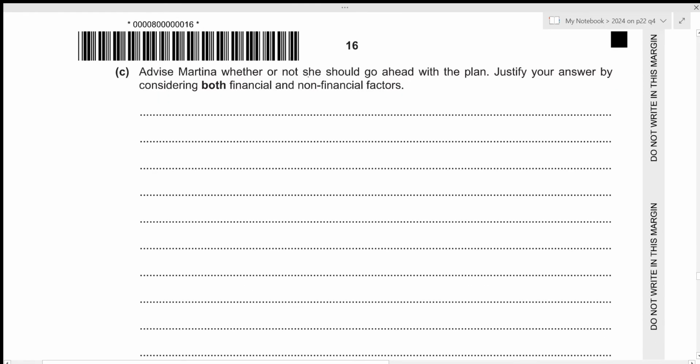We need to advise Martina whether or not she should go ahead with the plan. We need to justify our answer by considering both the financial as well as the non-financial factors. Okay, this is of 7 marks. So whenever we are doing advice questions, we need to reserve 1 mark for our final decision and divide the remaining marks among the factors or the options.